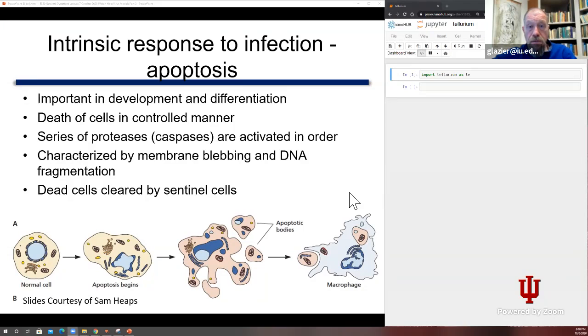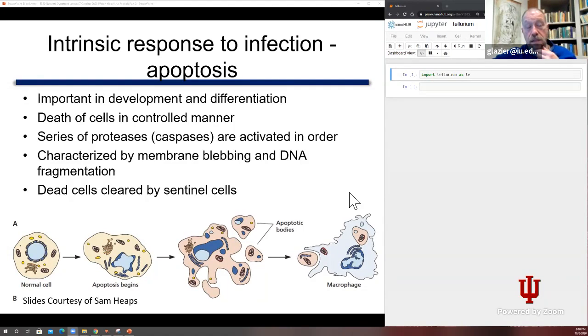And so one of the things that happens is the components of the virus get chopped up into pieces by the caspases. They're present in the apoptotic bodies. They're picked up by the macrophages, and then those can be presented to the adaptive immune system later on.